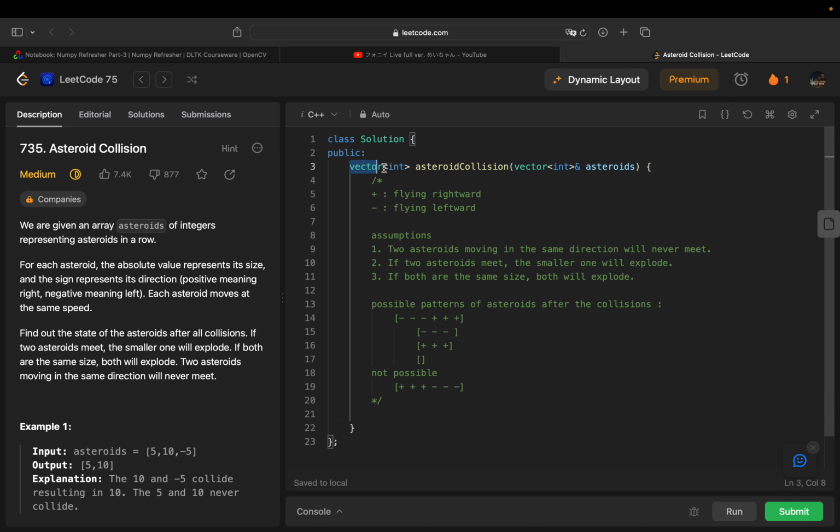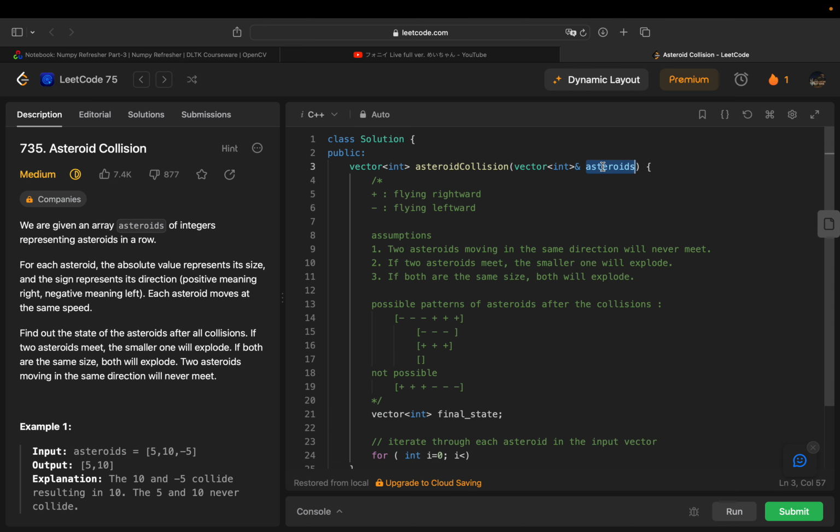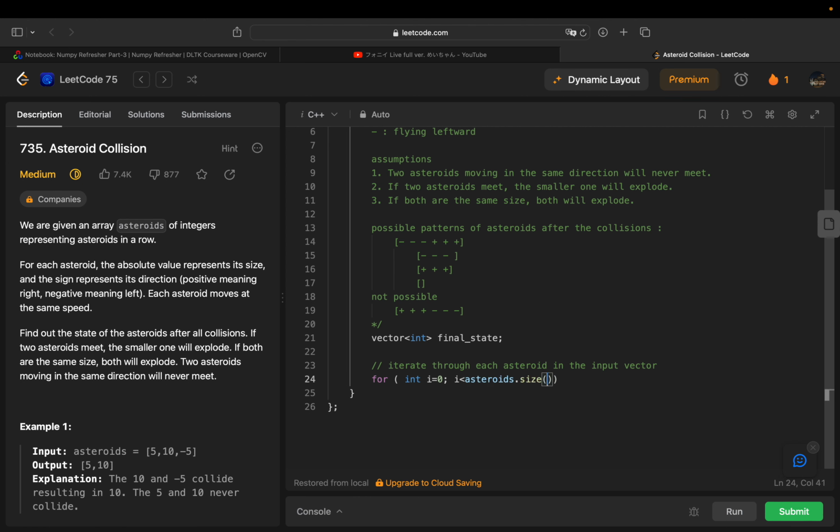We use the return type and declare a final state vector. Then we iterate through each asteroid in the input vector, starting from the first asteroid. So for integer i starting from 0, i smaller than asteroid size, i++.